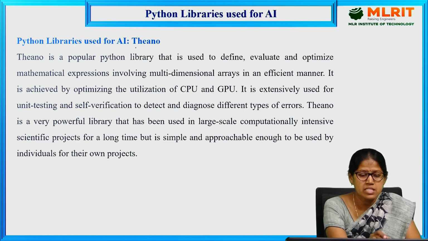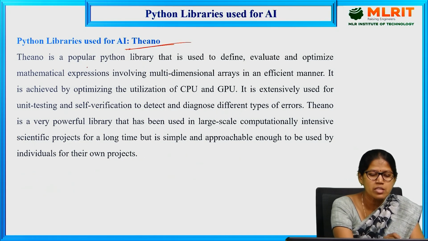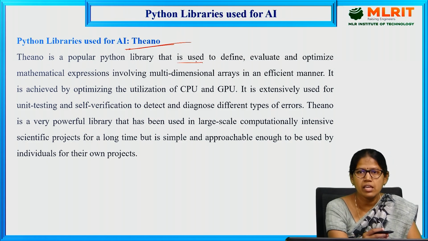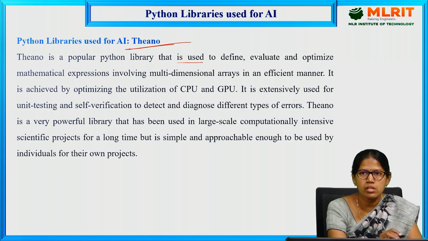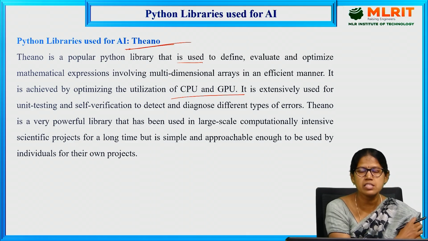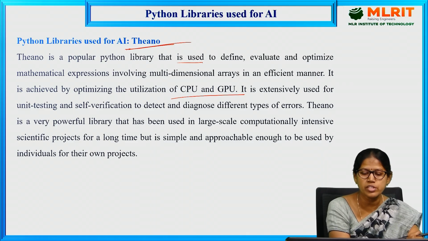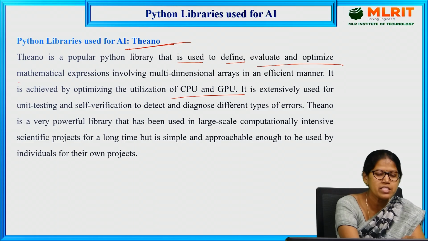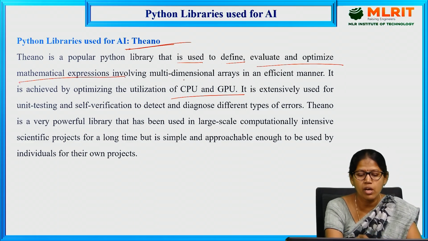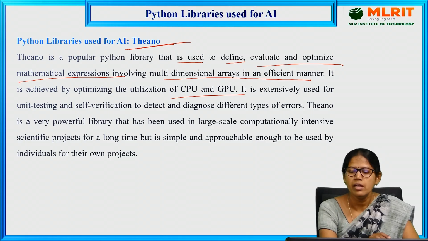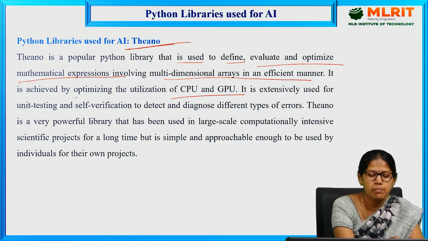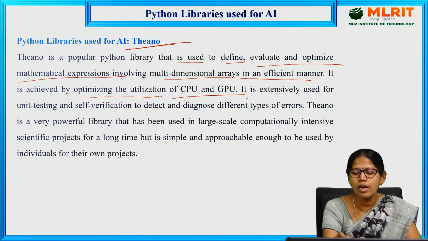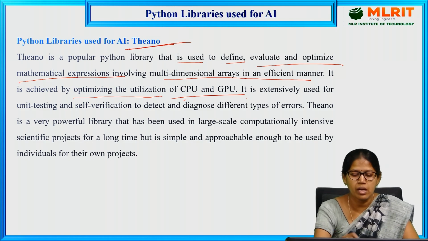Okay. Next library is Theano. Theano is a popular Python library. It is like a toolbox which has all the algorithms or patterns, and it can be applied on the CPU and GPU. If you apply it on the GPU, it will work efficiently. It is a library used to define, evaluate, and optimize mathematical expressions involving multi-dimensional arrays in an efficient manner. It is achieved by optimizing the utilization of CPU and GPU. It is applicable to both.